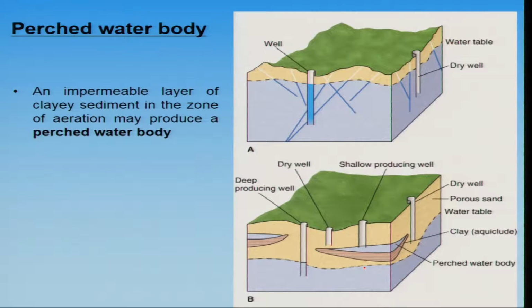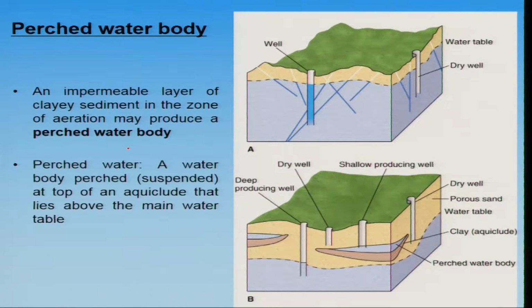You may find this water body dries out very fast if the recharge is not so much. So, perched water table: an impermeable layer of clay sediments in the zone of aeration may produce a perched water body, a water body which is suspended at the top of an aquiclude that lies above the main water table. So, this is sitting above the main water table. This is your water table here, this one, and it is sitting above the main water table.